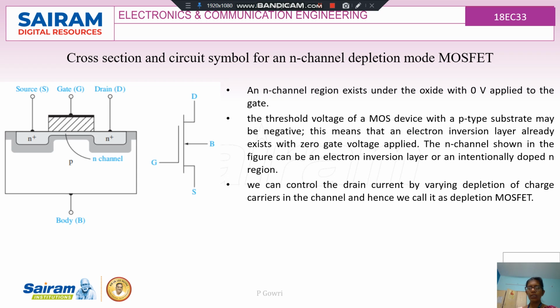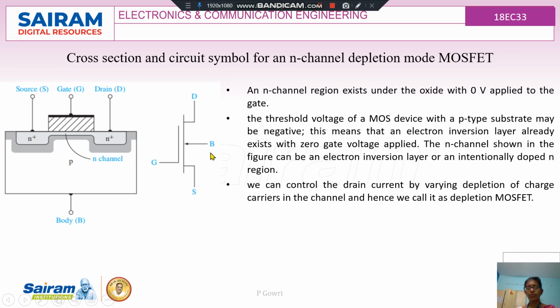Here, the N-channel region exists under the oxide with zero voltage applied to the gate. The threshold voltage of the MOS device with a P-type substrate may be negative. This means that the electron inversion layer already exists with a zero gate voltage. The N-channel shown in the figure can be an electron inversion layer or an intentionally doped N region.